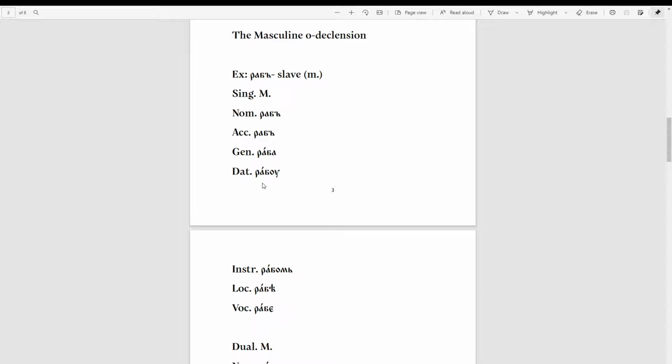Dative is the indirect object. Rabu. Now you're asking, Austin, what's the difference between the direct object and the indirect object, the accusative and the dative? Well, you see, I'm going to give you an example. I have a cat with a ball. The cat is the direct object and the ball is the indirect object.